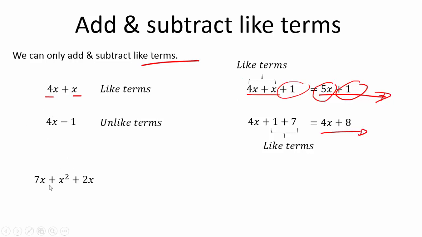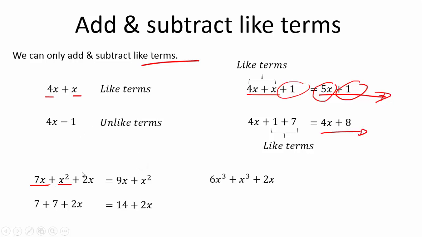What about 7x plus x squared plus 2x? These are unlike terms. Don't forget that. So that is the same as 7x plus 2x, which is 9x plus x squared. This can be simplified further. We're not going to do that now. What about 7 plus 7 plus 2x squared? This is the same as 14 plus 2x squared, because those are 2 like terms that we can add together.